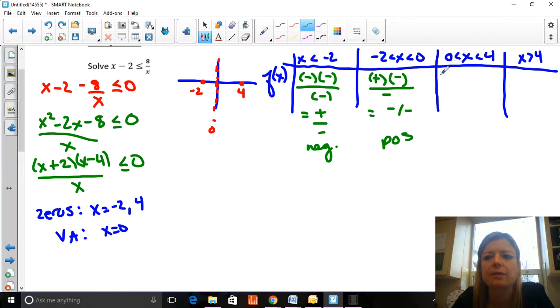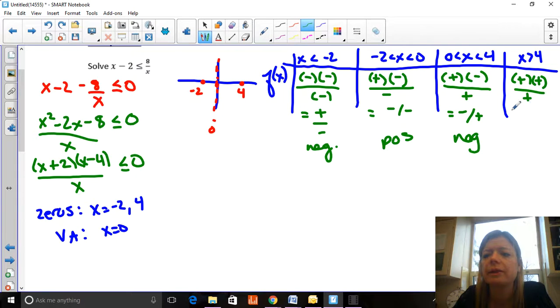Between 0 and 4, x plus 2 would be positive. X minus 4, though, would still go negative, right? Like 3 minus 4 still gives you a negative number, divided by a positive. So in this case, I'd have a negative over a positive, so that's a negative interval. Finally, greater than 4, everything's positive, life is good. So I have positive. Now I've got to be careful with my answer.